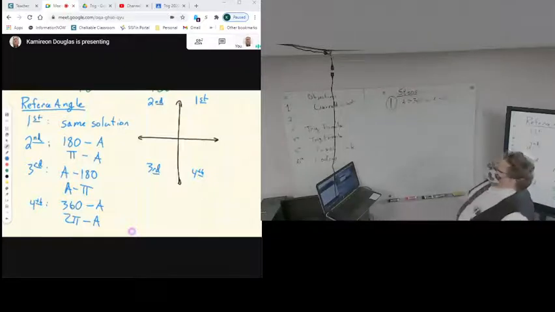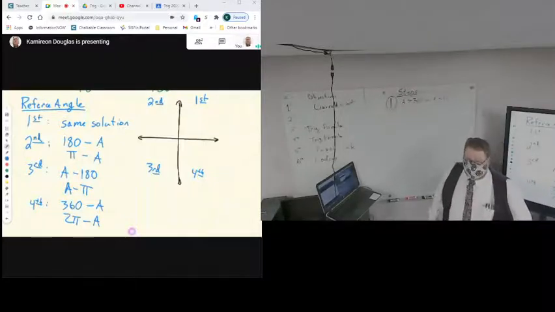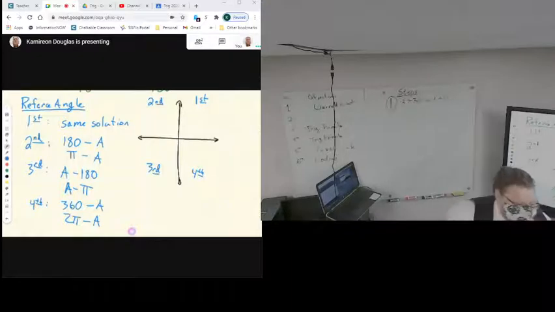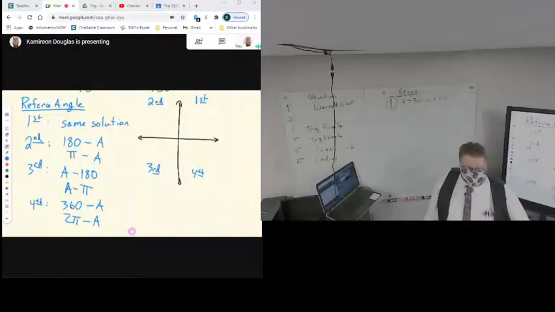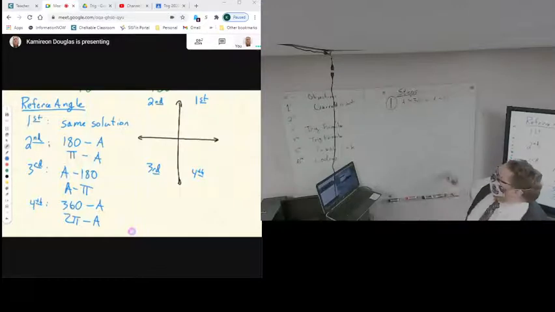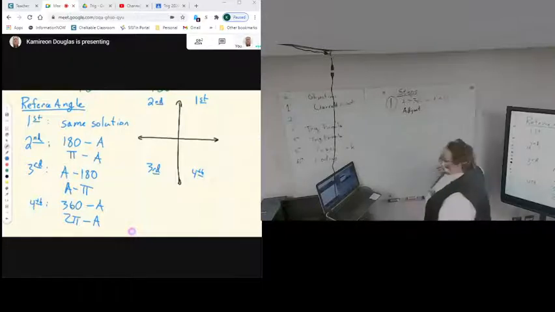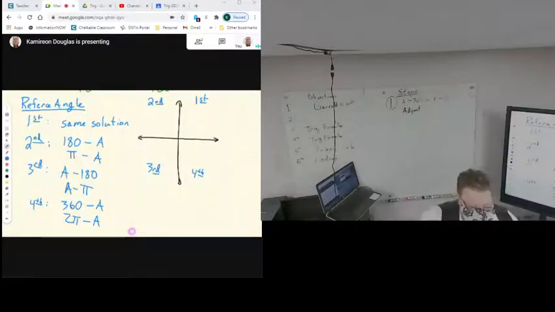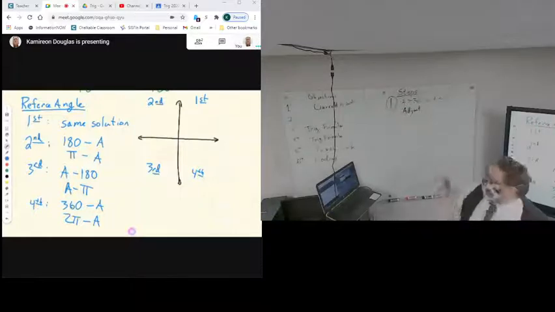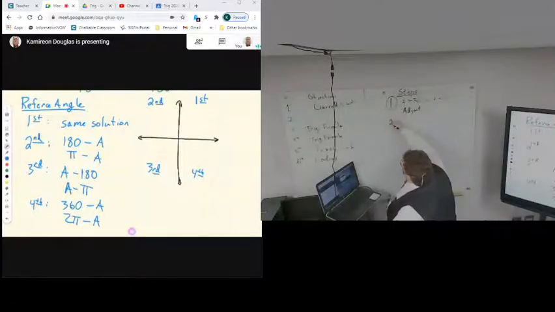Especially if your number is really big, which at least one of your homework problems will be. If I give you a value that's in the thousands, good luck trying to fit that into the unit circle. You've got to move it around by finding those coterminals until it gets to something nicer and easier to work with. So, adjust it. Otherwise, move on. If it's already between 0 and 360, you're good to go.